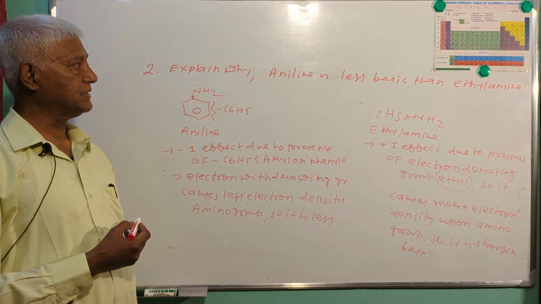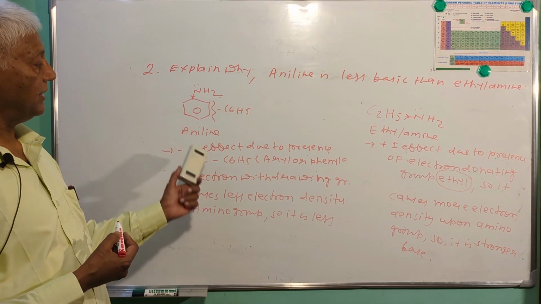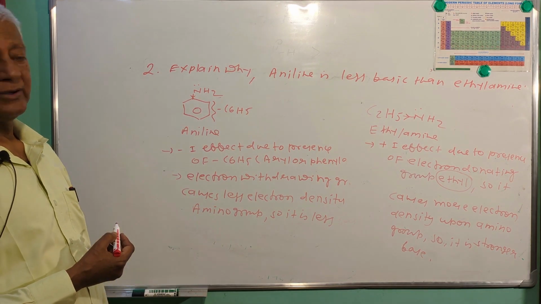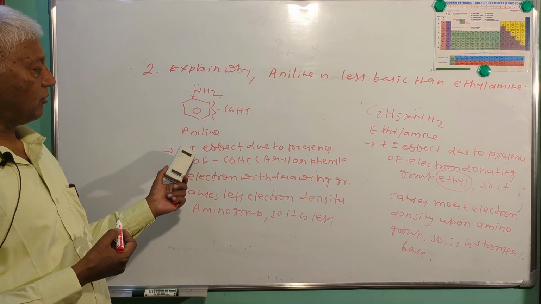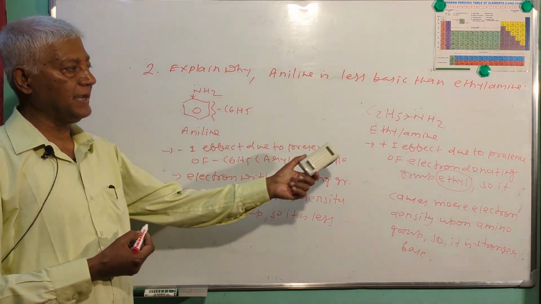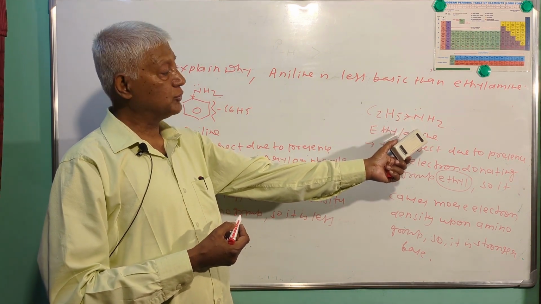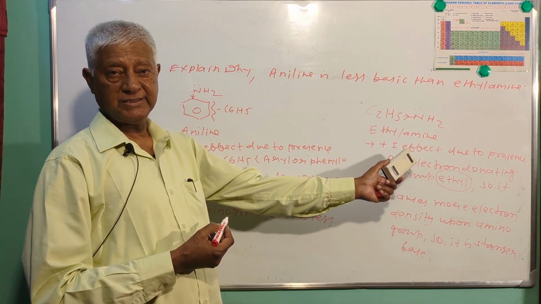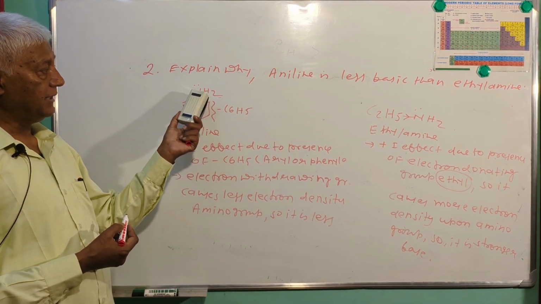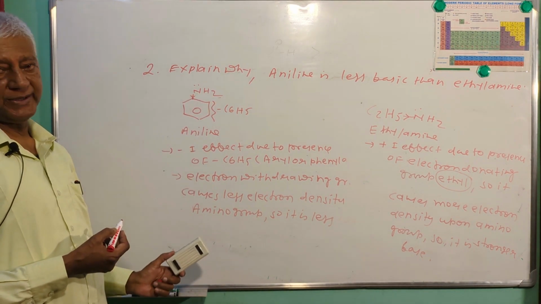If asked in an examination to explain why aniline is less basic than ethylamine, we have to first give the structure of aniline and ethylamine, then explain with the help of the inductive effect. In ethylamine there is an electron donating group, which causes more electron density, so it is more basic. But in aniline, due to the presence of an electron withdrawing phenyl group, it causes less electron density over the amino group, so it is less basic.